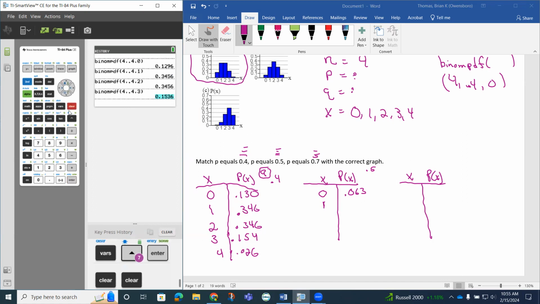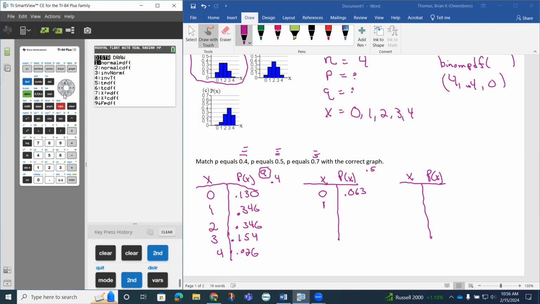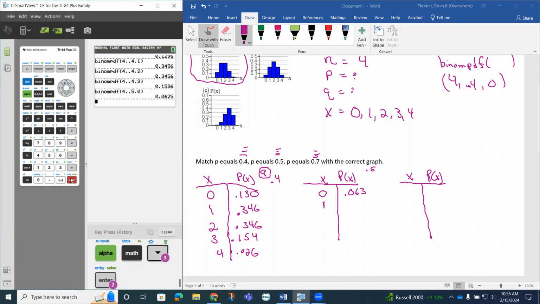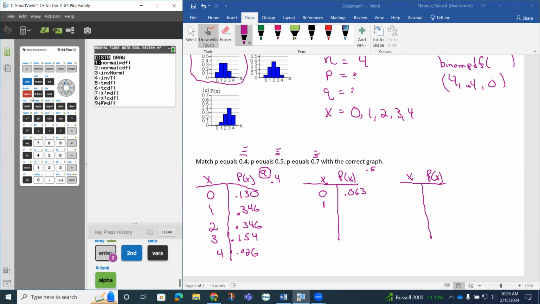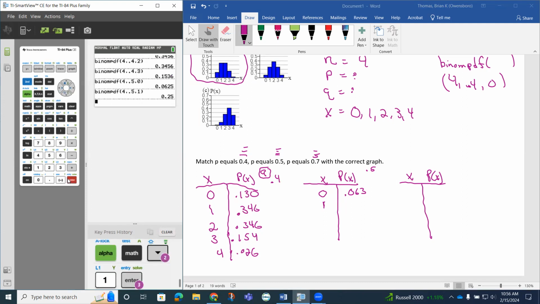I lost myself here. Let's clear this all out. Try it again. You can also hit alpha A if I could find A. Looks like right there. That'll take us straight to it. So 4, 0.5, I guess that 0.063. So again, if I want to go straight to A, I can just hit alpha A, and then I can go down there and just change that to 1. That gives me 0.25.